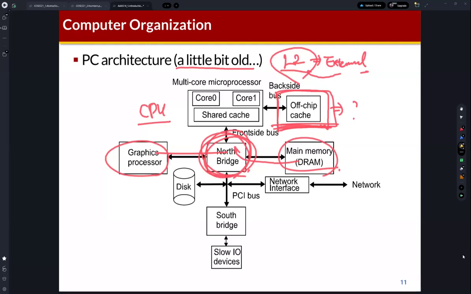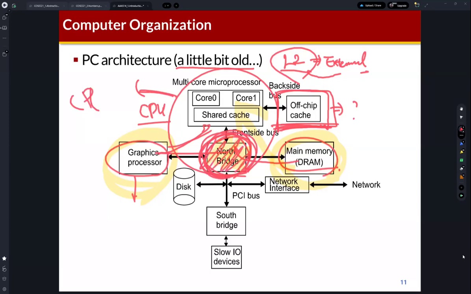North Bridge, it's different. Actually, in the modern computer system, the main memory is directly connected to the CPU. Also, the GPU is connected to the PCI bus, but the GPU connection is directly managed by the CPU. Okay? So this part is different. So we can say that currently, the North Bridge part, which was a chip in the previous generation, is included in the CPU chip.